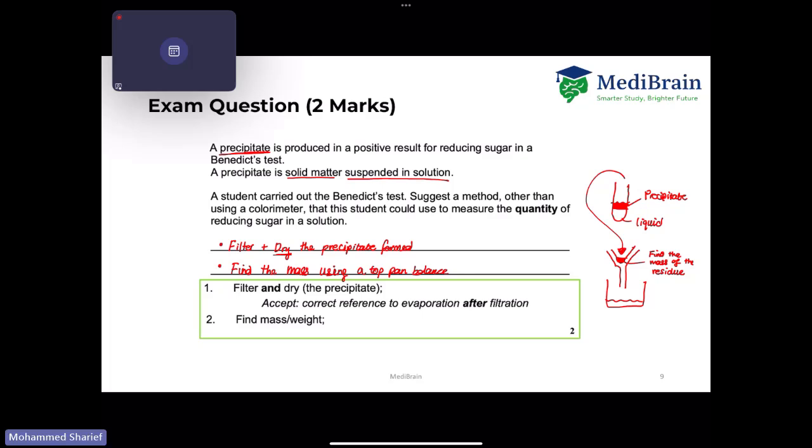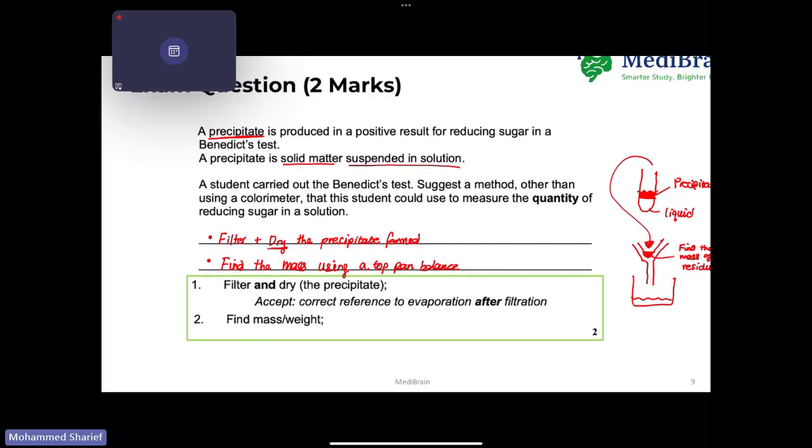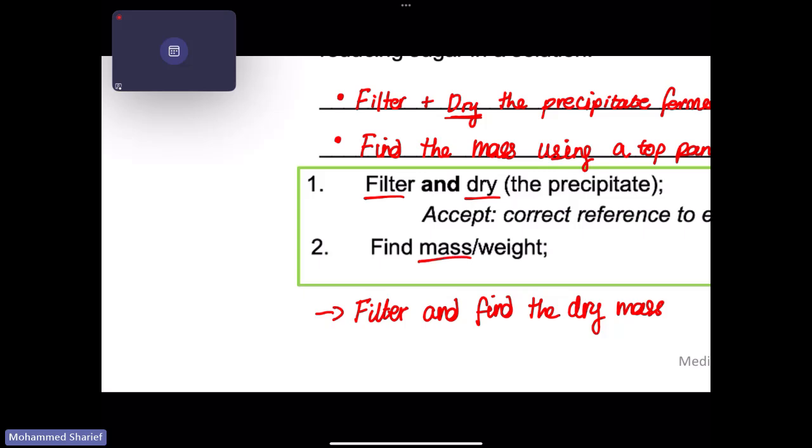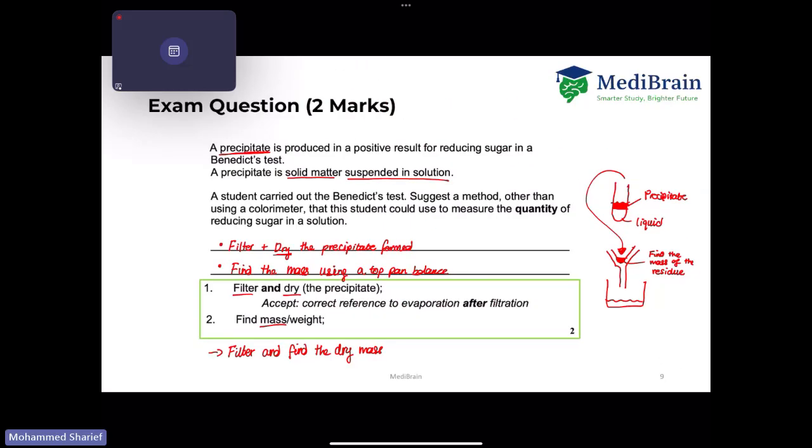Now, I've also seen this being answered in one sentence, which is a nice, easy way to remember it. People have also written it like this: filter and find the dry mass. Okay, this will be 2 marks. Filter and find the dry mass, because you've got filter, dry, mass. So if you wanted it in one sentence, 2 marks, that's the point you need to be using.